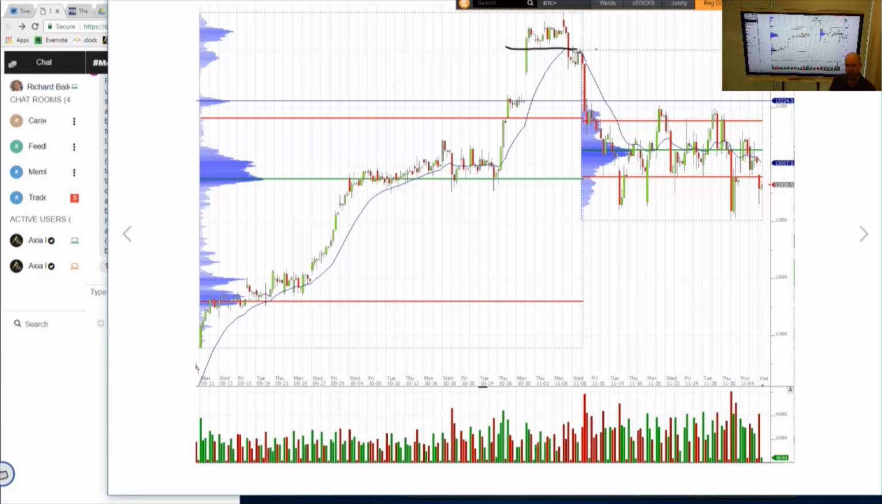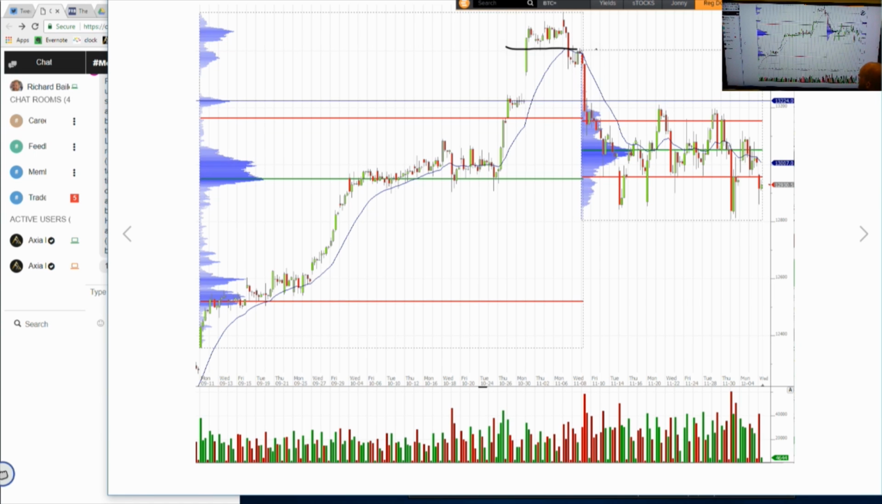So this is looking at it from a much longer term perspective. Now, the way I look at it is a high volume and a low volume node can both act as support and resistance. I.e., on a large move, I'm going to be looking for any clear high volume and low volume nodes as areas potentially to get out of trades, as targets.